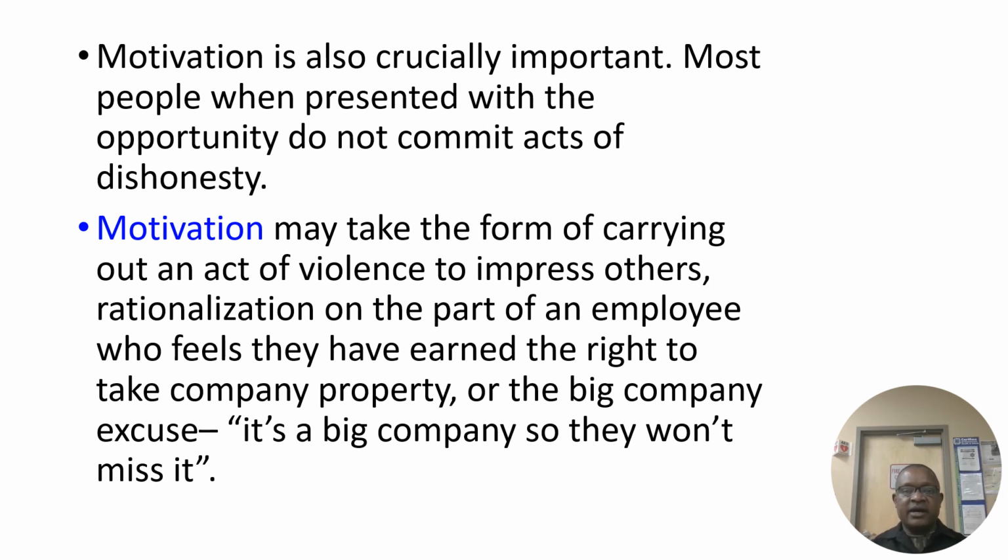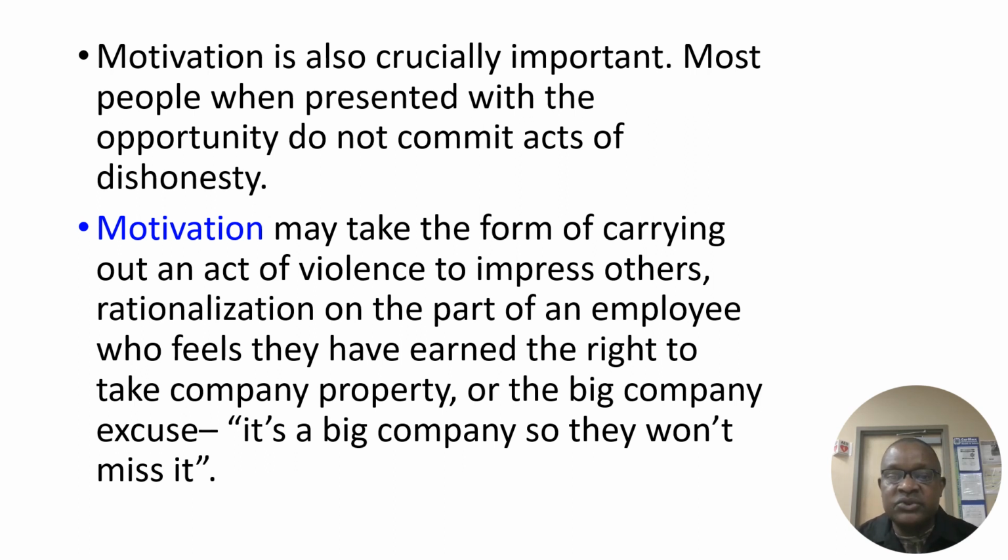Motivation may take the form of carrying out an act of violence to impress others, or rationalization on the part of an employee who feels they have earned the right to take company property, or the big company excuse: it's a big company, so they won't miss it. Rationalization also occurs when people say, I am working here many hours, but my salary is very little, so by taking away this laptop, I am paying myself. That's what we call rationalization. My salary is too little and I'm working many hours, so I'm going to take away this box of computer accessories to compensate myself.